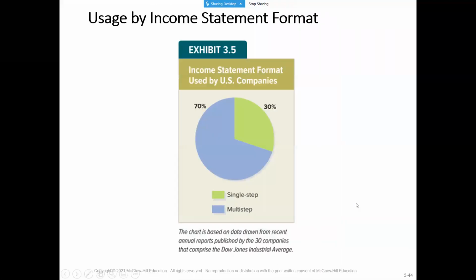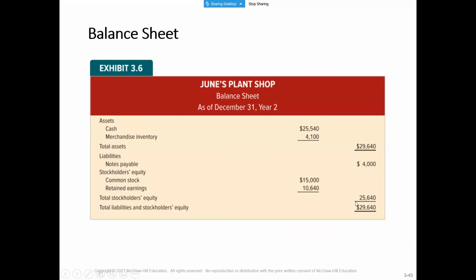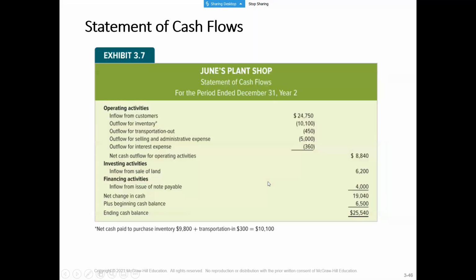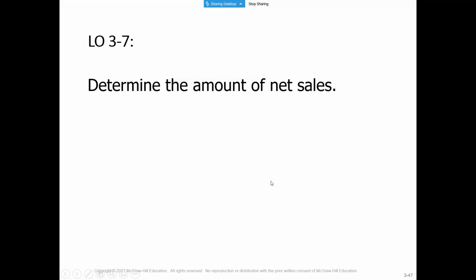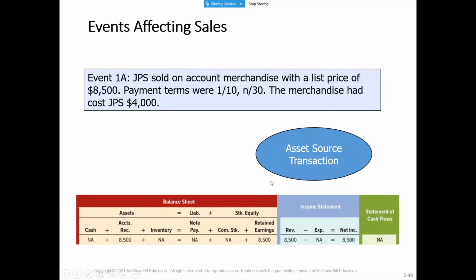Okay, so we don't really need that. This is what a typical balance sheet would look like for a merchandising business, and a statement of cash flows as well. Okay, so net sales is sales minus any purchase discounts and any purchase allowances. The first example gives us a purchase discount.